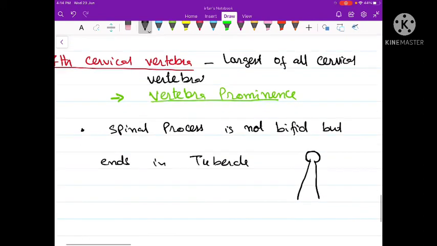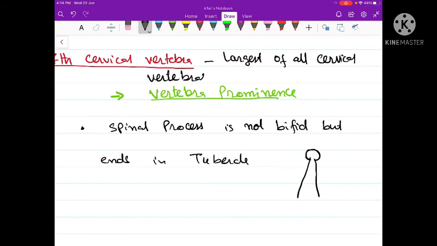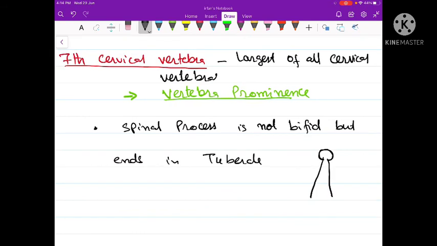Another unique feature of this vertebra is that it lacks the transversarium. Transversarium or apertures that were present in the transverse processes are absent. So transversarium is also absent. There are no apertures in the transverse process of the vertebra prominens or atypical seventh cervical vertebra. So this was about the cervical vertebra.